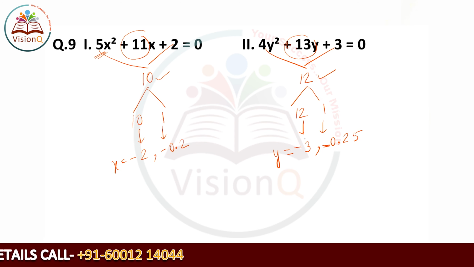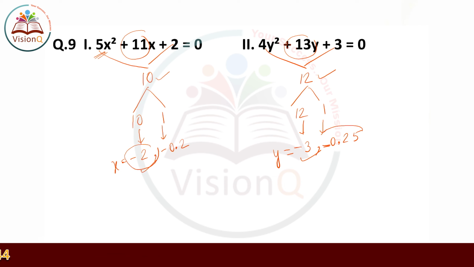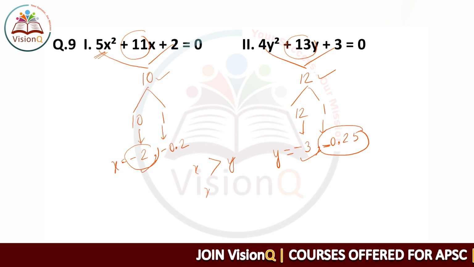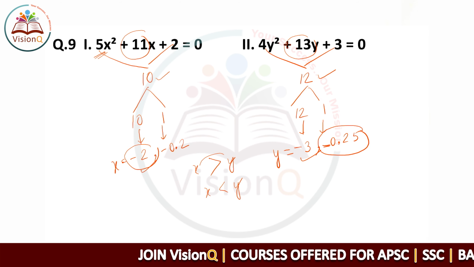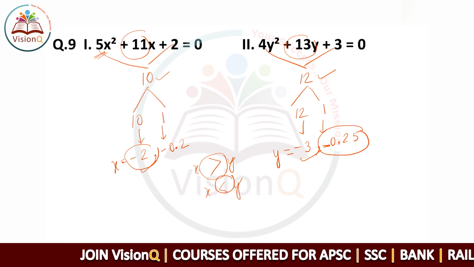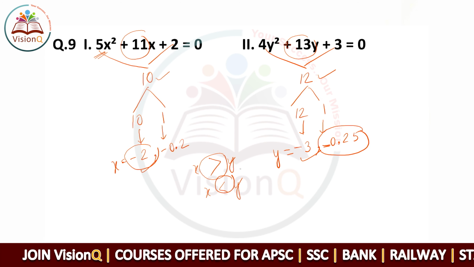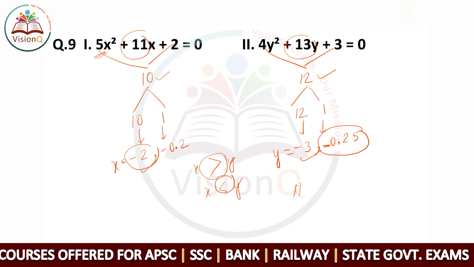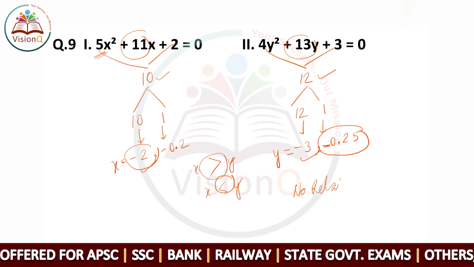Now just compare x and y. Minus 2 is greater than minus 3. But minus 2 is less than minus 0.25. So in the first comparison, x was greater than y. In the next, when I compare minus 2 with minus 0.25, I get x is less than y. So whenever the sign changes, either from greater than to less than, or from less than to greater than, always the answer is no relation. It is not possible to find relationship between x and y.